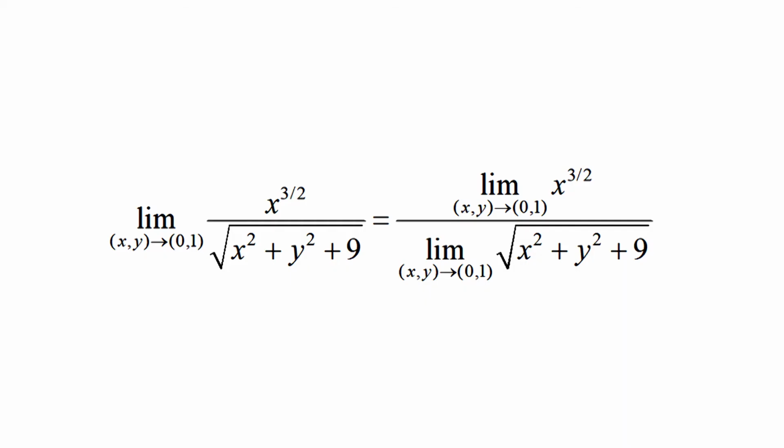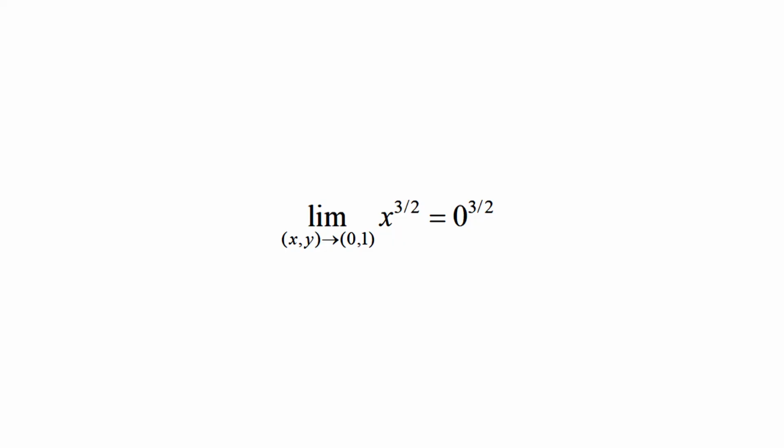As an example, applying the quotient rule of limits, the limit as (x, y) approaches (0, 1) of x raised to 3 by 2 divided by the square root of x square plus y square plus 9 is equal to the limit as (x, y) approaches (0, 1) of x raised to 3 by 2, all divided by the limit as (x, y) approaches (0, 1) of the square root of x square plus y square plus 9. By the power rule, the limit as (x, y) approaches (0, 1) of x raised to 3 by 2 is equal to 0 to the power 3 by 2.